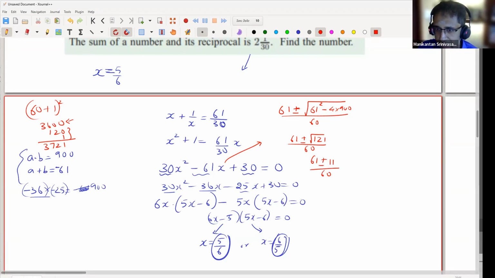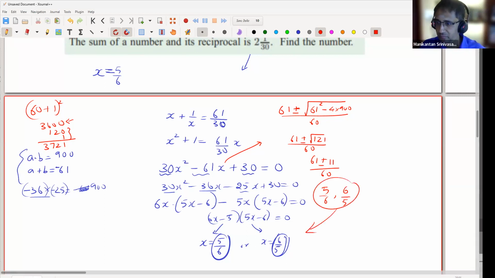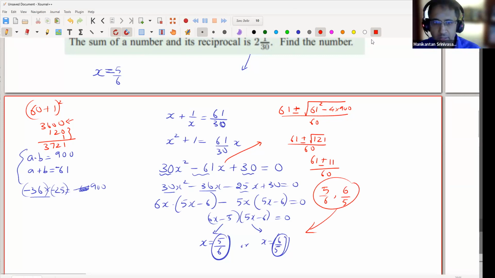So 61 minus 11 is 50, therefore it's 5 by 6. 61 plus 11 is 72. 72 upon 60, 12 goes 6 times, 12 goes 5 times, so 6 by 5. The same answers that we got earlier. Okay. Cool.